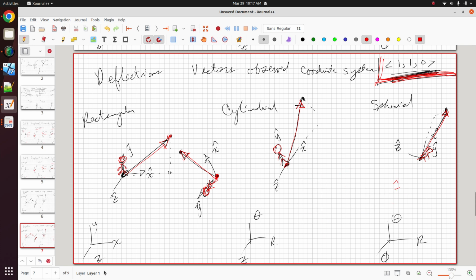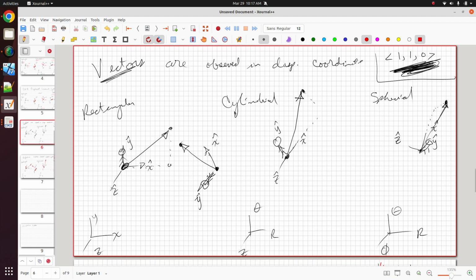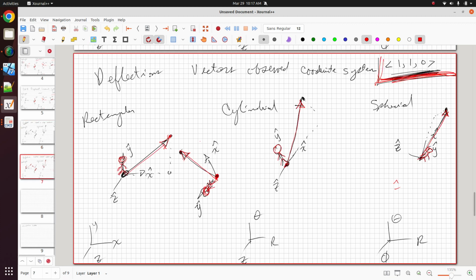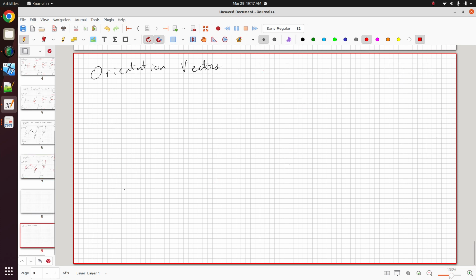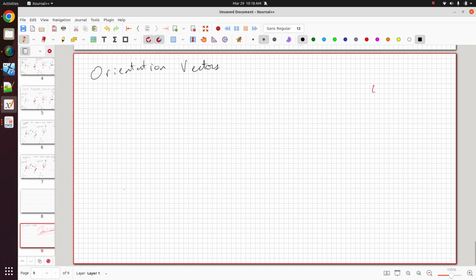That was deflections, and now we can talk about orientation vectors. With orientation vectors, everything I've said for deflections is the same thing. You have an observer in the displacement coordinate system, and the vectors you define are in that observer's perspective. So keep that in mind. For any vector at a point or a node or a grid, it's always a displacement coordinate system, and it's in that coordinate system where you define your vectors.